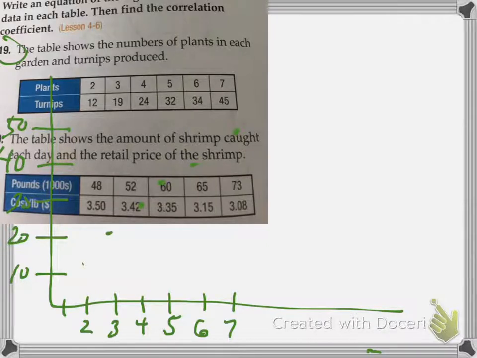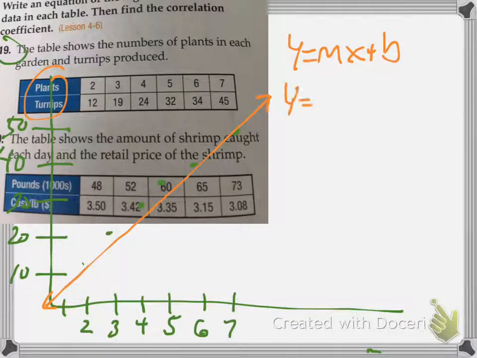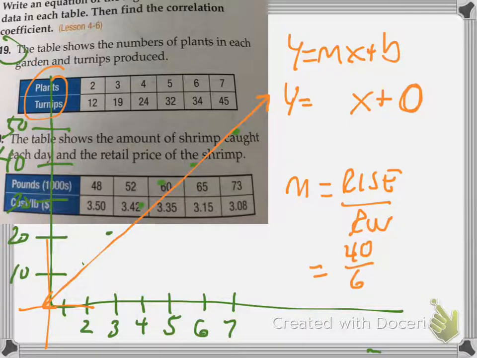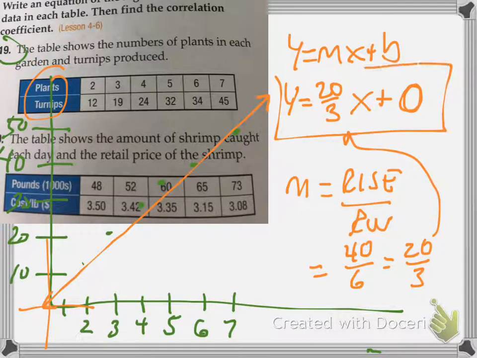Again, we make our best line that kind of goes through this stuff. Now we want y equals mx plus b for this line. So y equals x, we know, plus b. Our y-intercept looks like it's 0, crossing right there at 0. Then we just need to calculate the slope. I'm going to say it's 6, and it looks like it's close to 40. Remember, the slope is rise over run, so rise is 40, run is 6. That reduces to 20/3, and it's positive because it's a rise. So that would be your regression line equation.